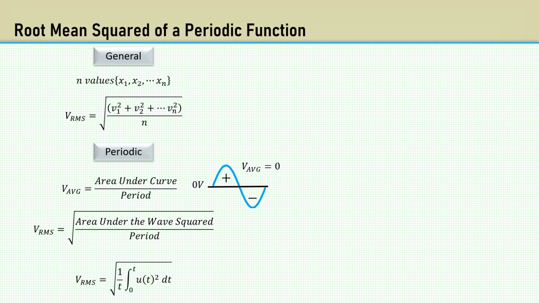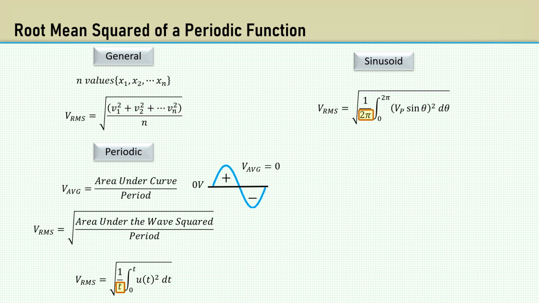Here's the general equation for the RMS of a periodic function. It's the integral of u of t squared dt from 0 to the period T, divided by the period T. Consider the case for the sinusoid. It's the peak voltage times the sine of theta, squared, d omega. It's integrated across the whole period from 0 to 2 pi, then divided by 2 pi.